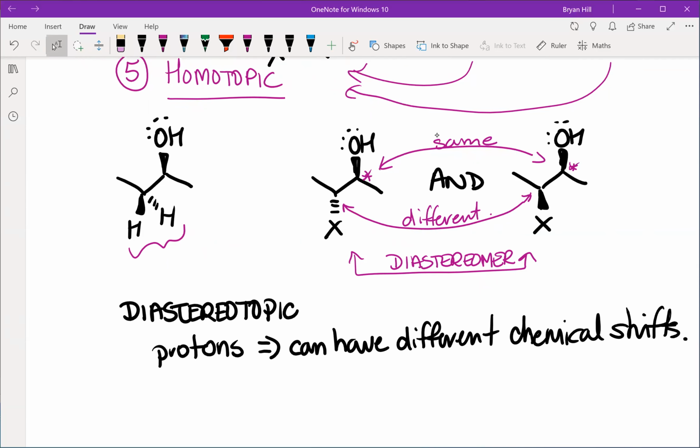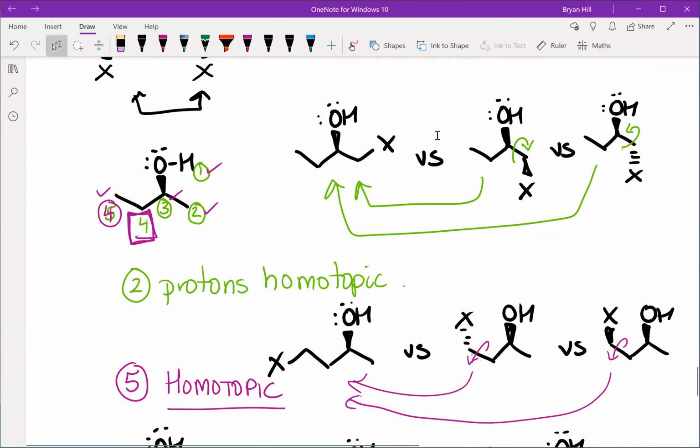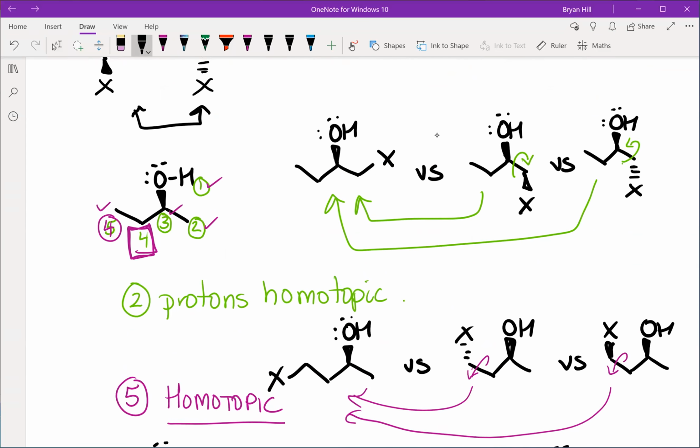So when we were doing our numbering before, I think in the last lecture, we said that this molecule could have 5 different protons.